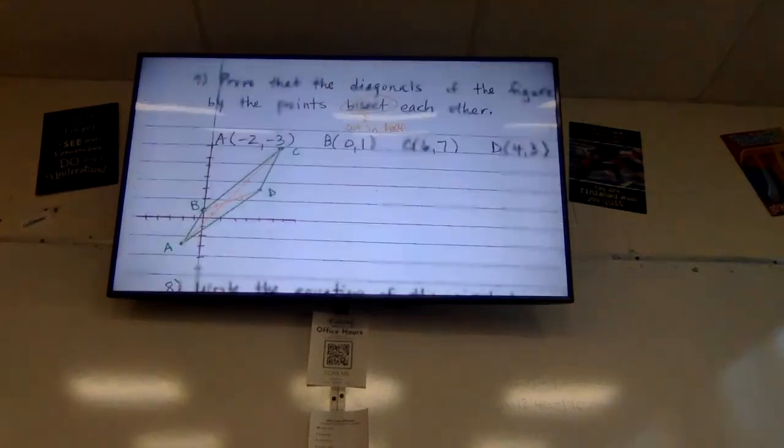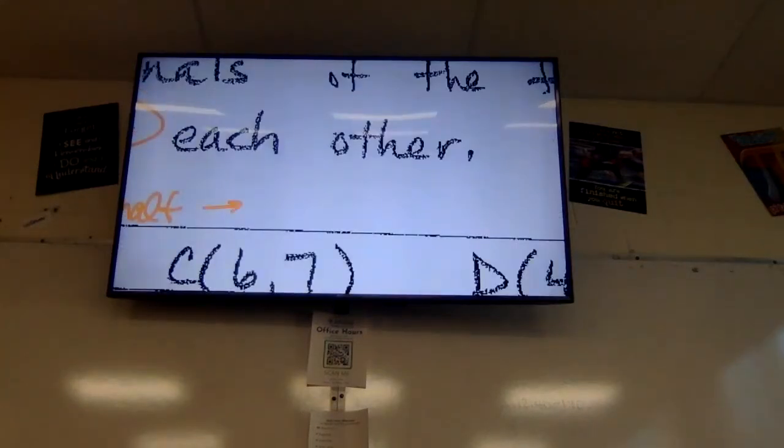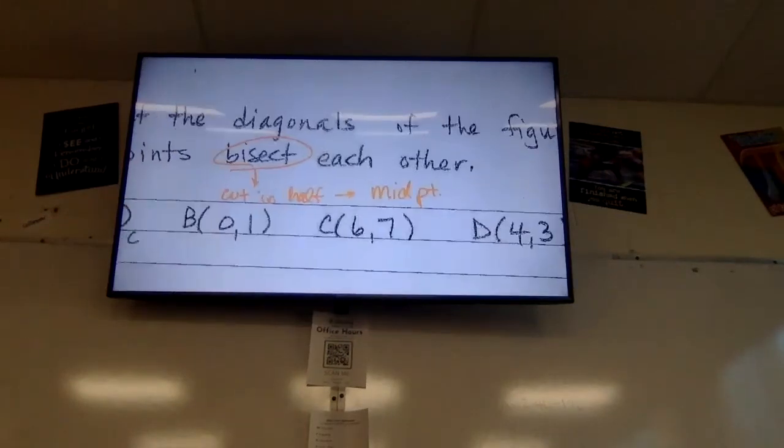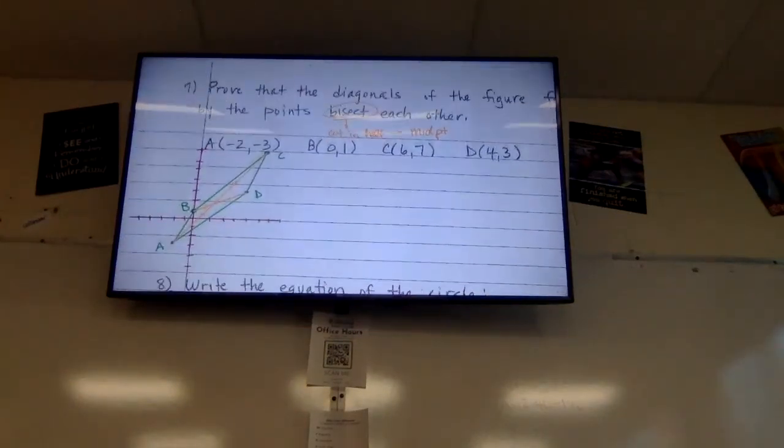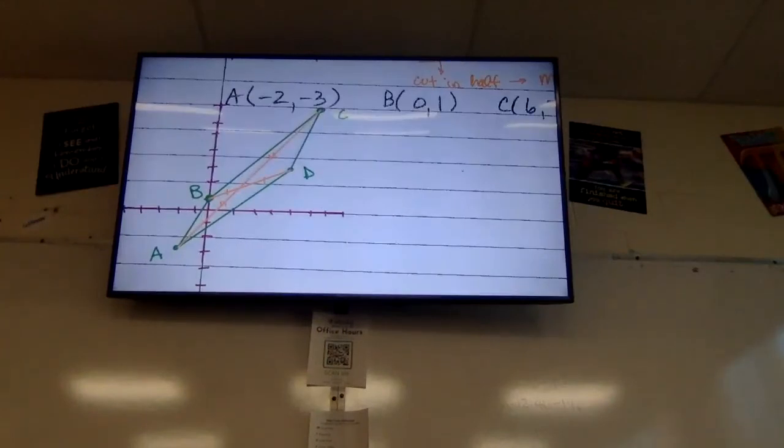So if we're talking about cutting something in half, do you think I care about the distance formula or the midpoint formula? Midpoint, because I care about cutting it in half. So I'm going to use my midpoint formula here. And between what 2 points do I care about the midpoint? C and A, and then B and D.